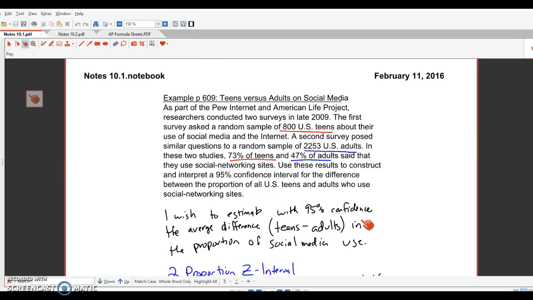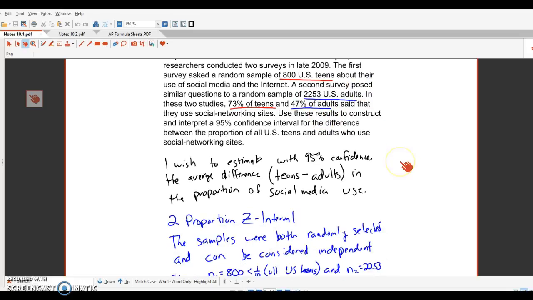So here's our example we're going to work through. Teens versus adults on social media. This is from 2009, so it's been a little while ago. 800 U.S. teens were surveyed, and 73% of the teens said they use social networking sites. 2,253 U.S. adults were surveyed, and 47% of the adults said they use them.